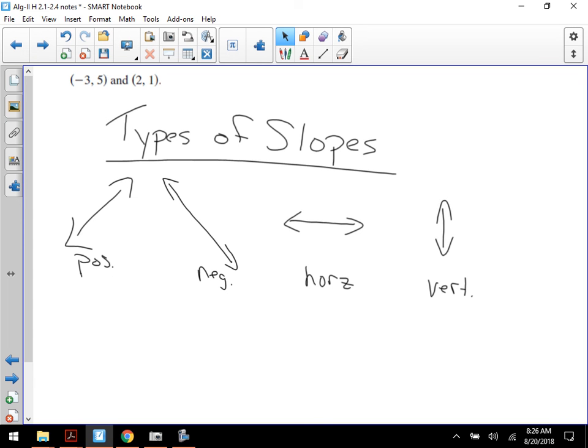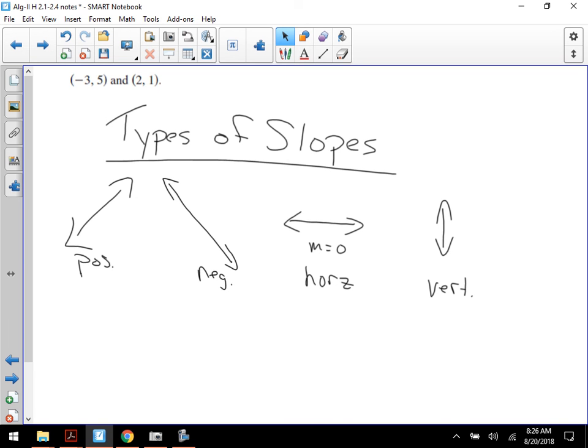Which one of those has a 0 slope? Which one of them has an undefined slope? Horizontal has a 0 slope. Why do you remember it that way? Because there's an O in it. I always remember because there's an O in the word horizon. So the slope is 0.